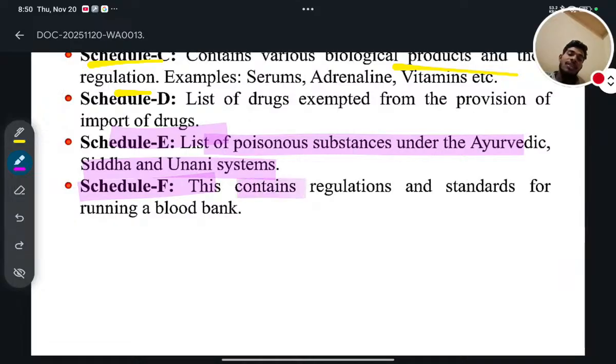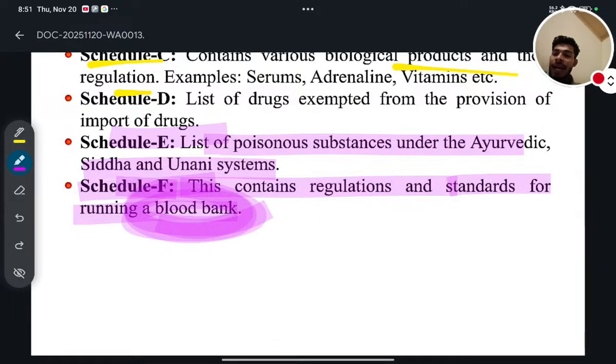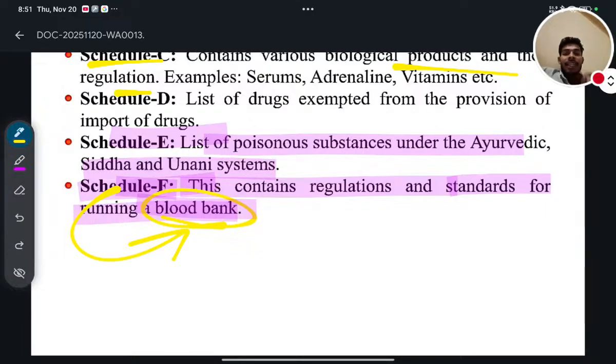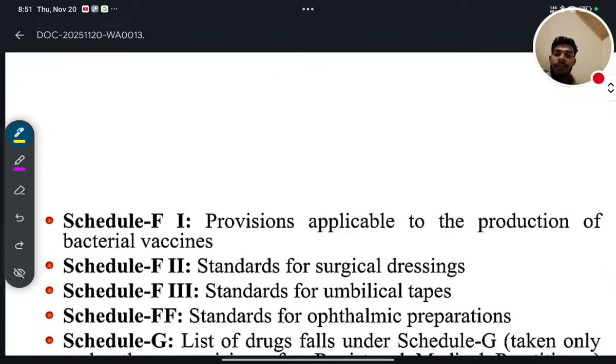Schedule F. For F, what you will do? You will eat food. When you eat food, blood will be generated in the body. Yes or no? So Schedule F contains regulations and standards for the running of a blood bank. This blood bank is very important. Simply, it tells you the requirements for running a blood bank.